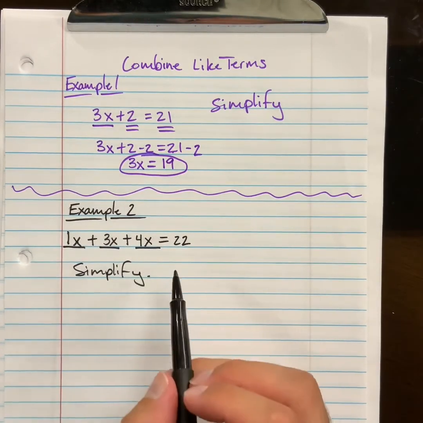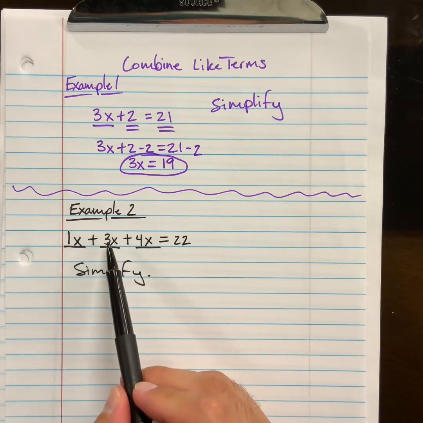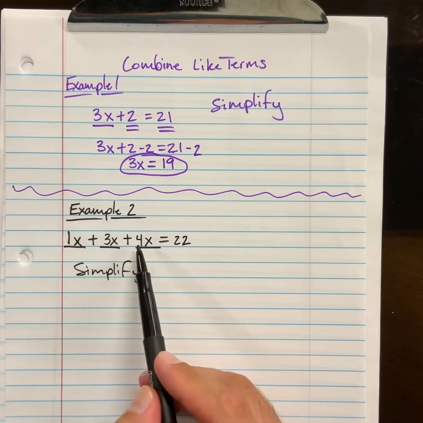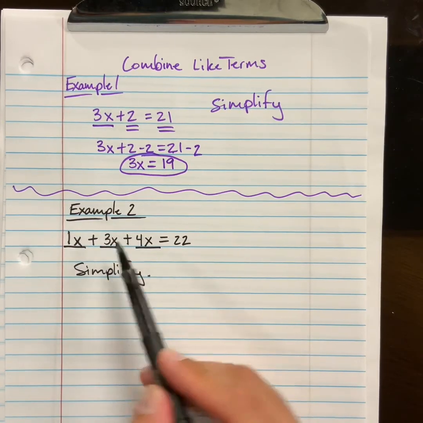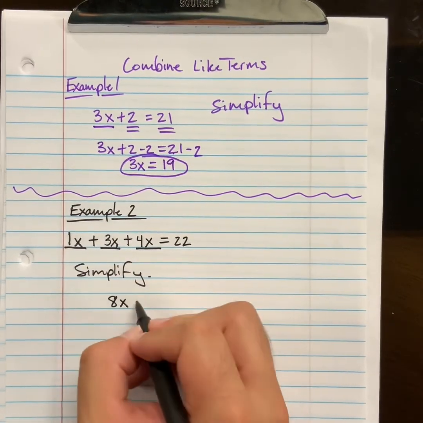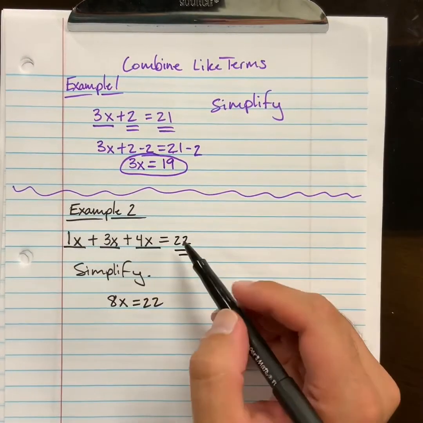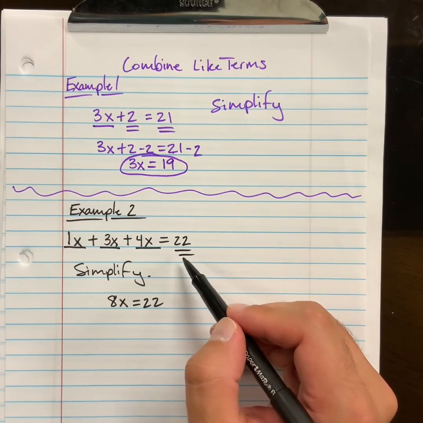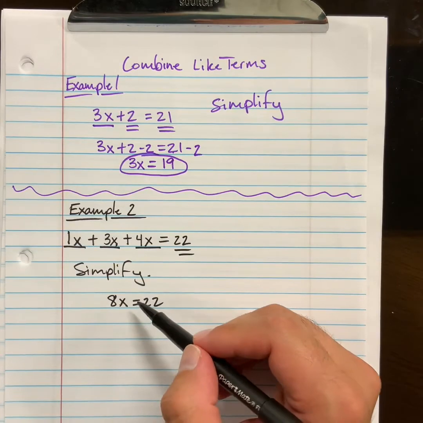So if we were to go ahead and combine these like terms, we have 1x plus 3x, so that would mean we have 4x, and if we add 4x to 4x when we combine 1 and 3, we would have 8x is equal to 22. And we don't have anything to combine with 22. It's the only constant in our problem, and it's the only thing that's double underlined here. So we would be done simplifying this equation.